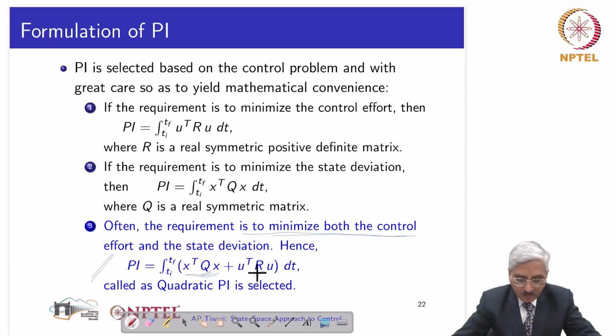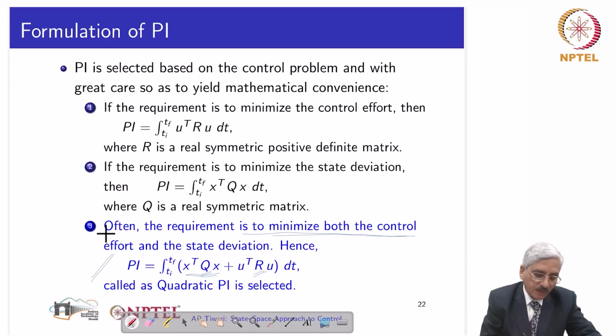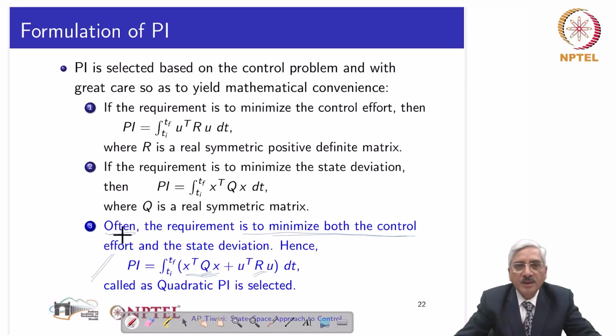This is called the quadratic performance index, the integral quadratic performance index, and this is used more often, because there is interest to do both: to minimize the deviation of states from the equilibrium or from the origin, as well as to minimize the control effort. So this PI is often selected.